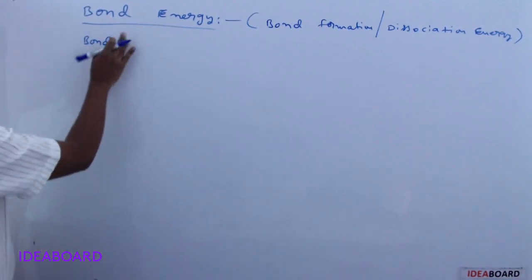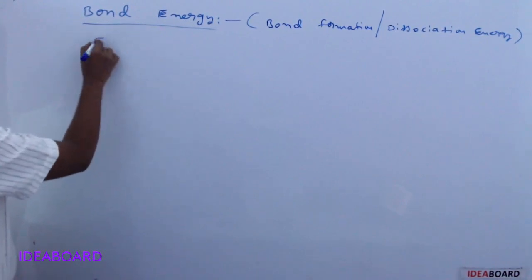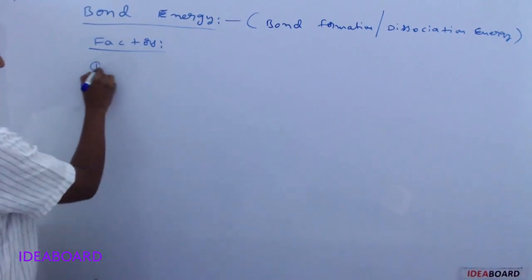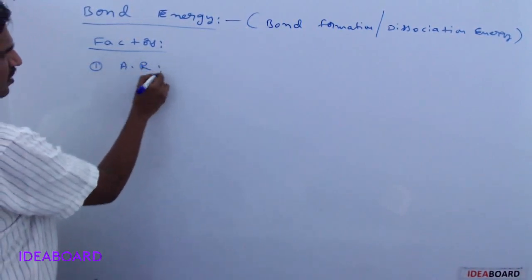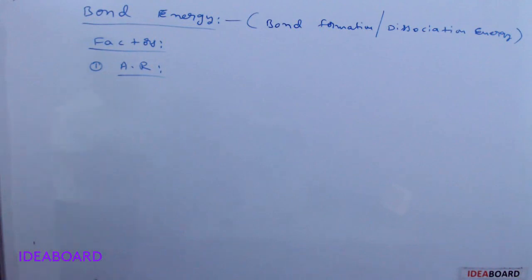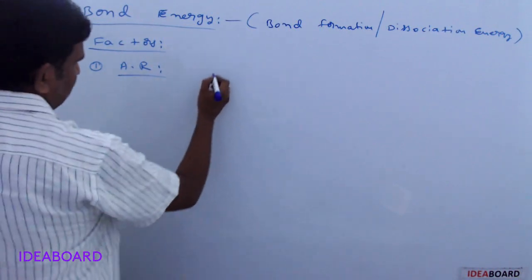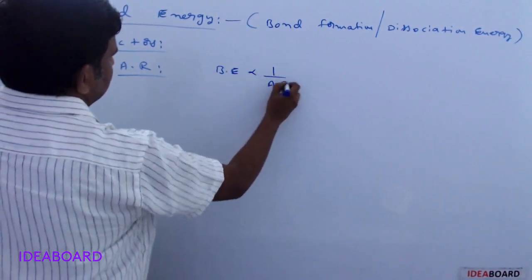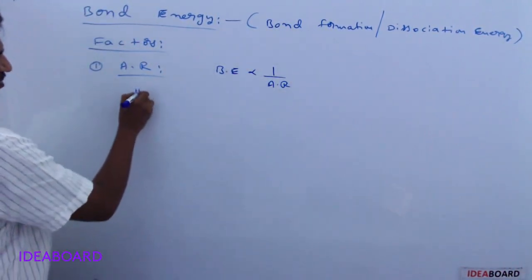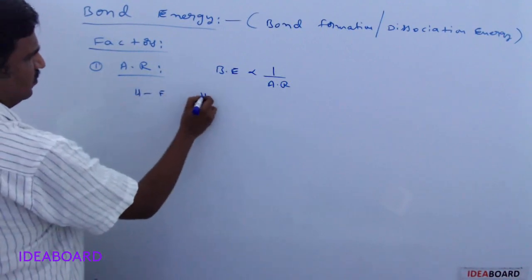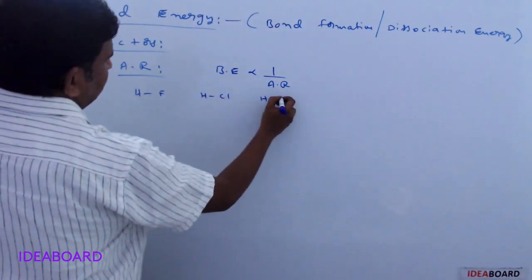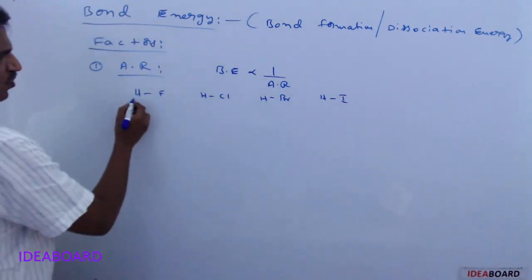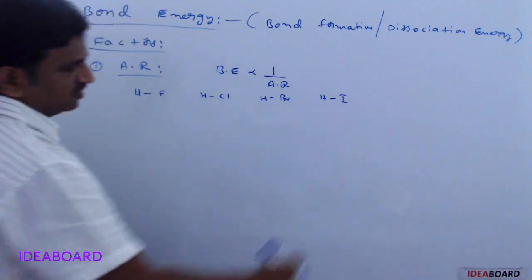So, bond energy factors. Here are the factors which influence bond formation energy, or bond energy. The first one is atomic radius. Bond energy is inversely proportional to atomic radius. How? We can simply take HF, HCl, HBr and HI. In this, fluorine is small in size, iodine is big in size.